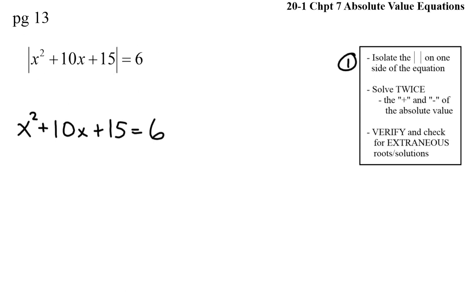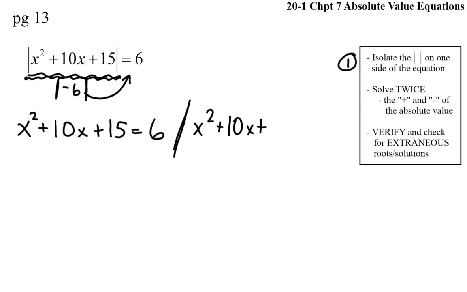But what's that other possibility? Well, the second possibility is if our x squared plus 10x plus 15 were to give us a value of -6, we'd still be happy with that -6 because the absolute of -6 is +6. So our second equation would be x squared plus 10x plus 15 equals -6. 2 equations to solve. Solving quadratics.